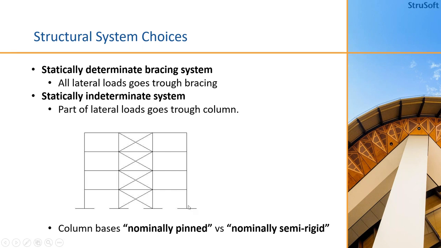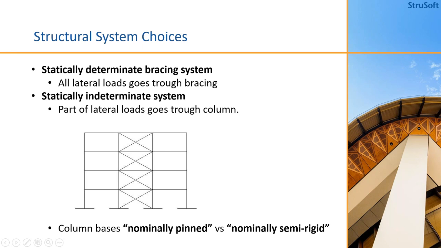So if we have pinned columns in the column bases, all the wind loads have to go through the bracing system. But if we have fixed connections and really high stiffness beams, we have a mixed system, so it's a statically indeterminate system. It means that the lateral loads will go through many routes to the foundations, with the bracing system and with the columns. And it's really demanding to design these kinds of mixed systems.